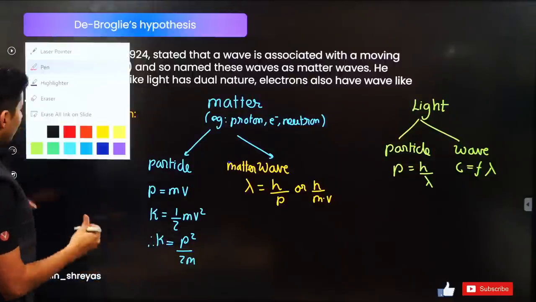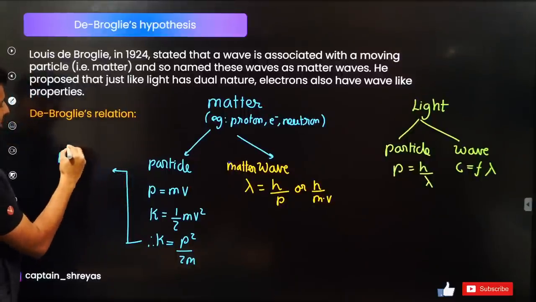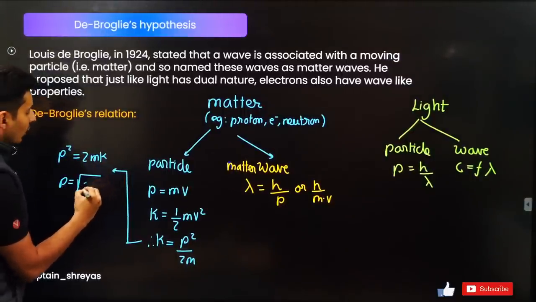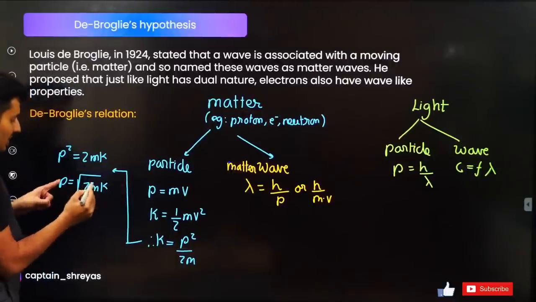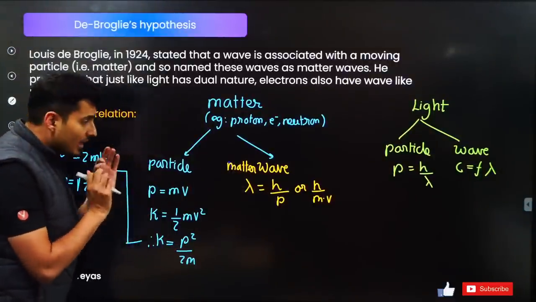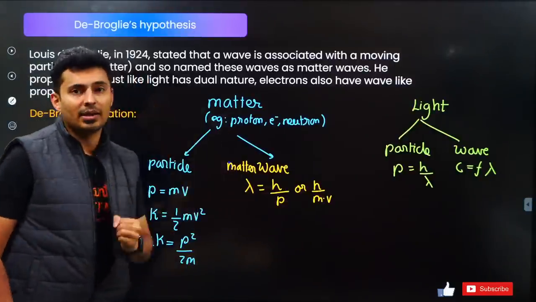You can see right over here, if I rearrange this, P square will be 2mk. So P will be equal to root of 2mk. So you can use this value over here also if needed in the problem. So that is the wavelength of the matter wave.